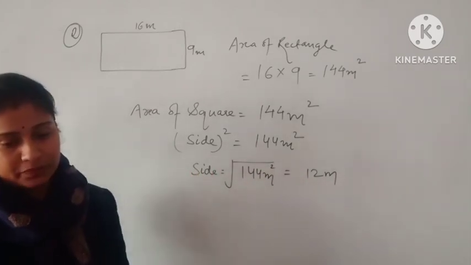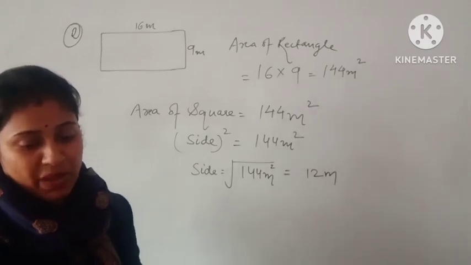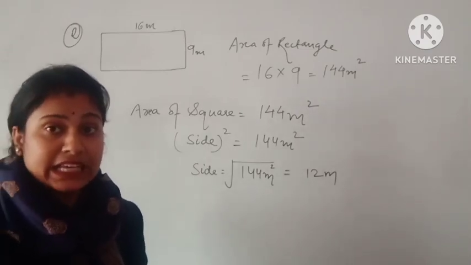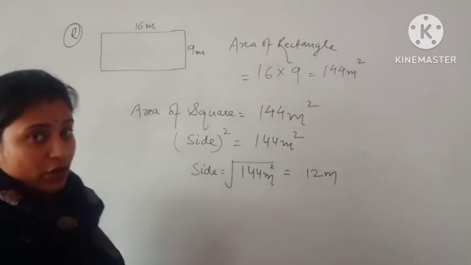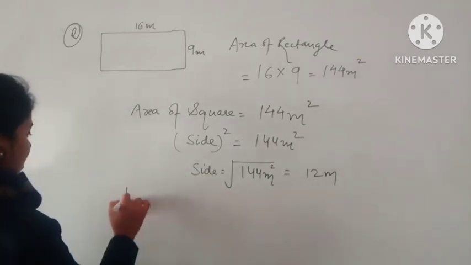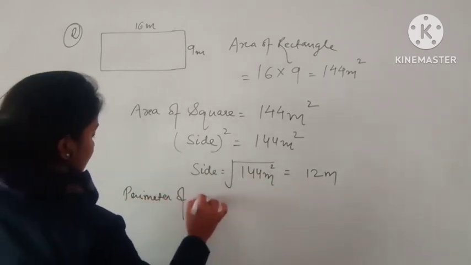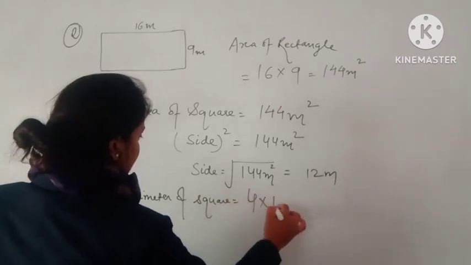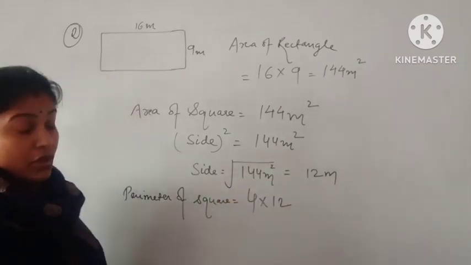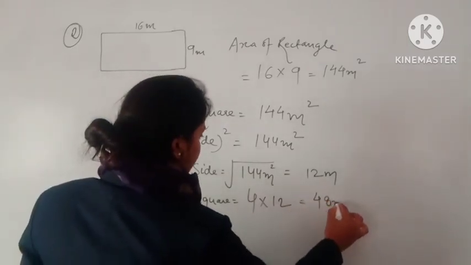Now further it is asking, find how much the perimeter of the rectangle exceeds the perimeter of the square. Now after finding the side of the square, we can easily find the perimeter of the square. What is the perimeter of a square? Obviously it is 4 into side and the side is 12. So 4 into side will be equal to 48 meter.